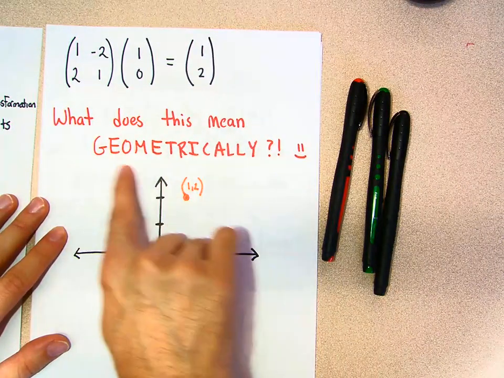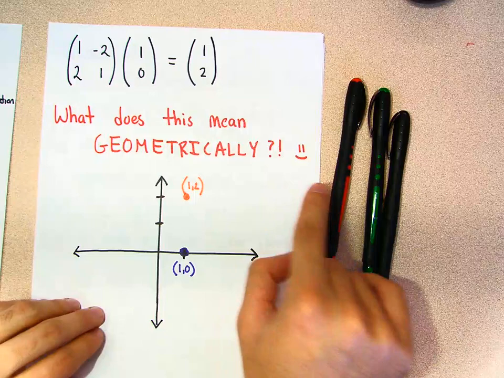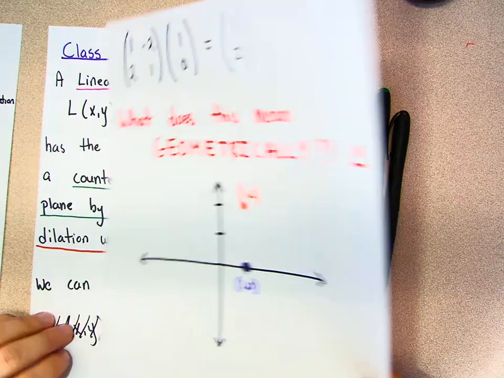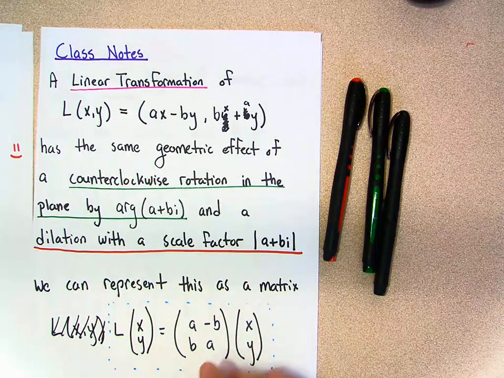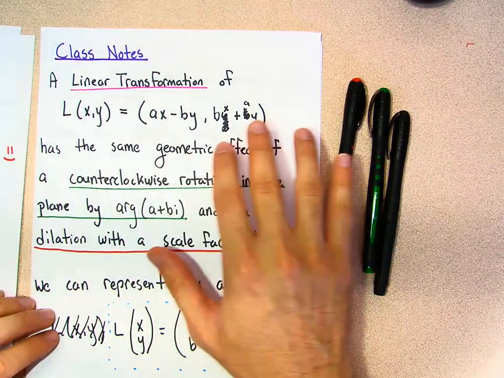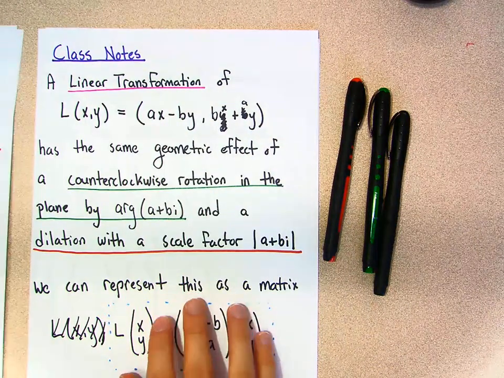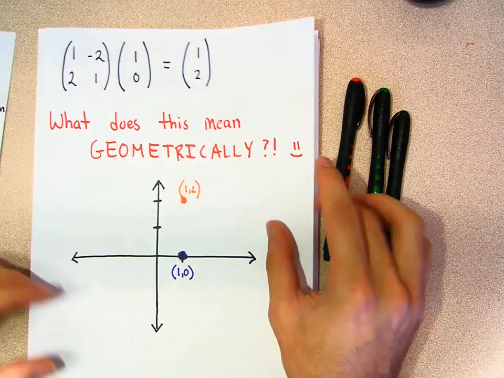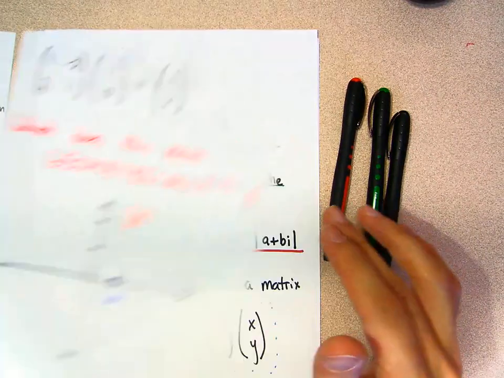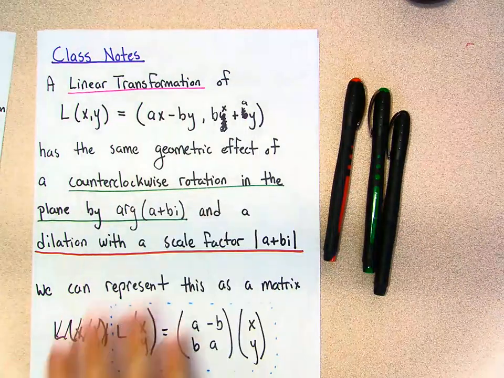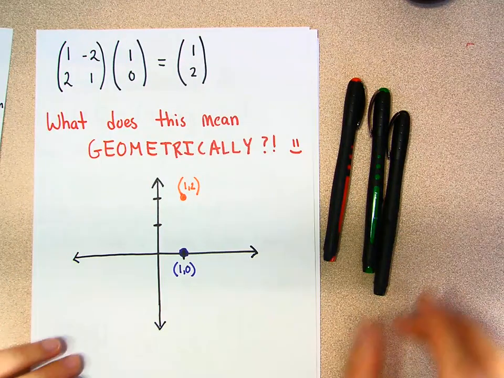Okay, so what does this mean geometrically? What I'd like you to do is take a second and just write this down in your notes, and this is going to explain what is happening geometrically, okay? And then I'll show you. So take a second, pause, have this in your notes, and then let's continue, okay? Here, let's take a look.